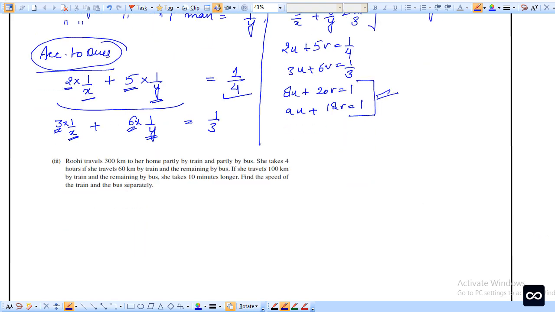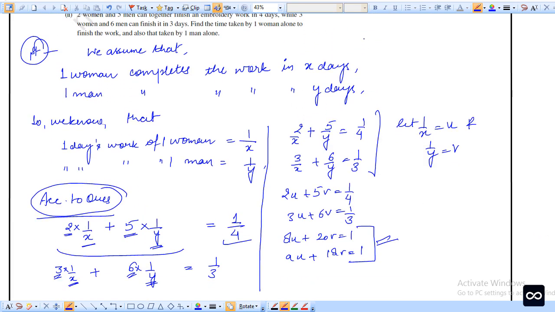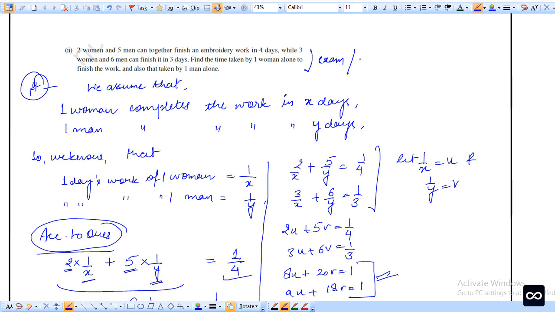So let's move on to our next concept. This question is important not only from your exam point of view, but this question is also important for your competition purpose, right?